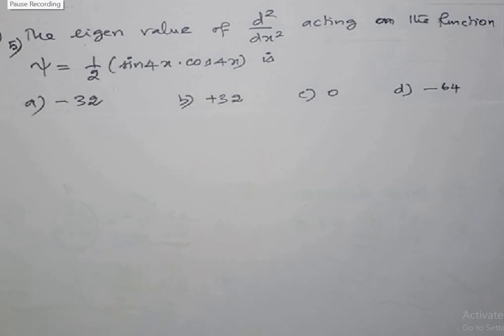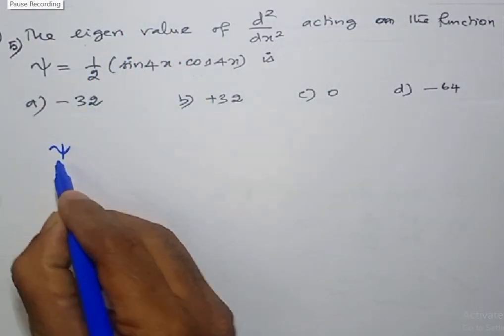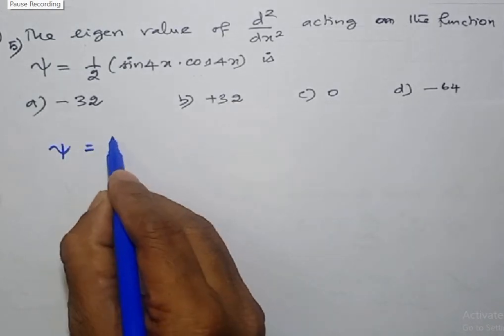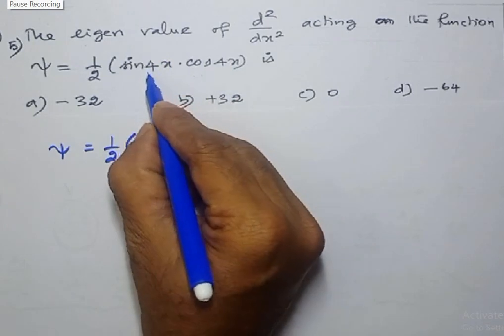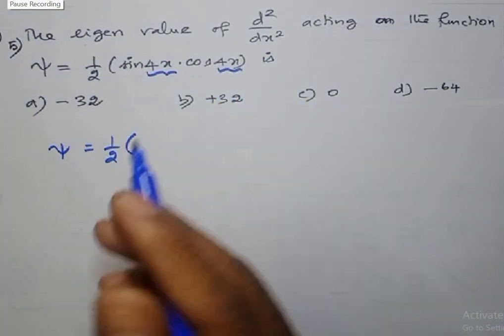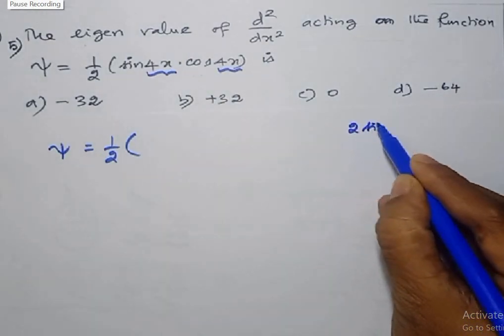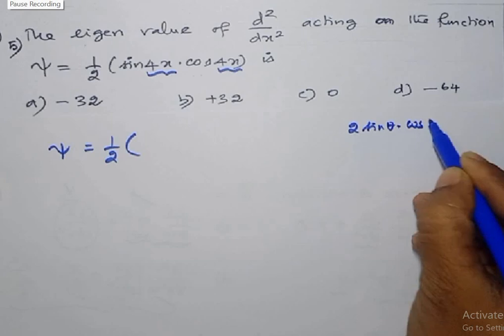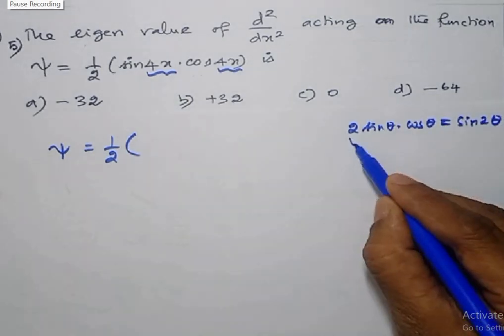So what to do? Listen, the wave function is given in a tricky way, that's all. What is that? 1 by 2 sin, take this as theta, sin theta into cos theta. You know, there is a formula in trigonometry: 2 sin theta into cos theta can be written as sin 2 theta. That's the formula available.